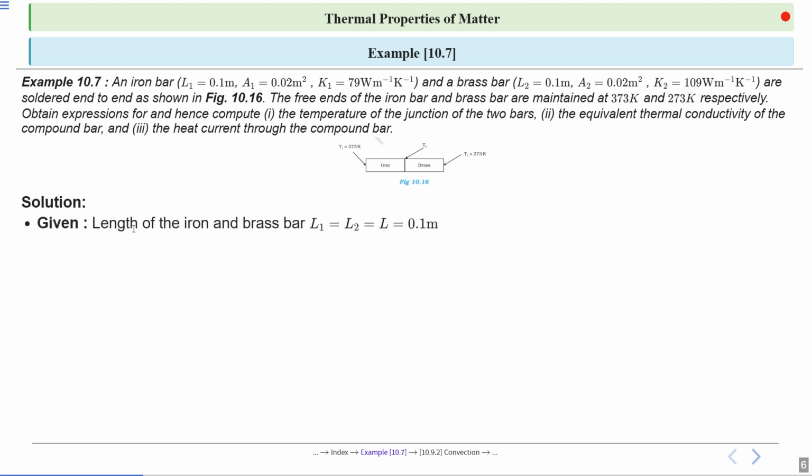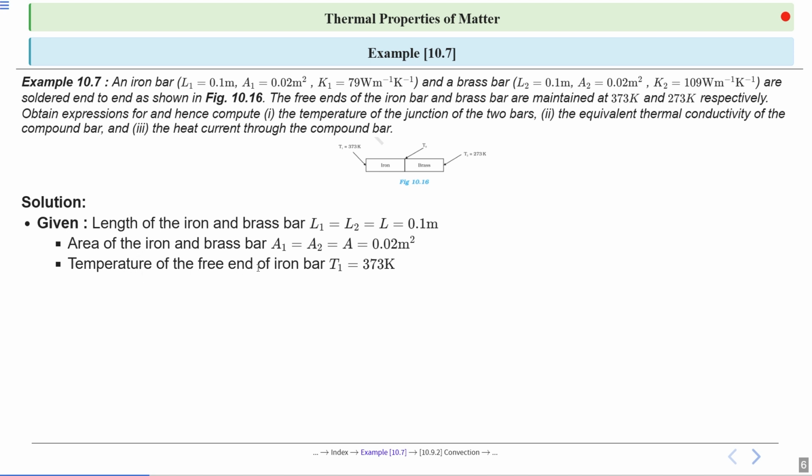So the given terms: length of the iron and brass bar L1 equal to L2 equal to L is equal to 0.1 meter. It means iron bar and brass bar have the same length. Area of the iron and brass bar A1 equal to A2 is equal to A is equal to 0.02 meter square. It means area of the iron bar A1 and area of the brass bar A2 both are equal. So here we assume A1 equal to A2 equal to A.